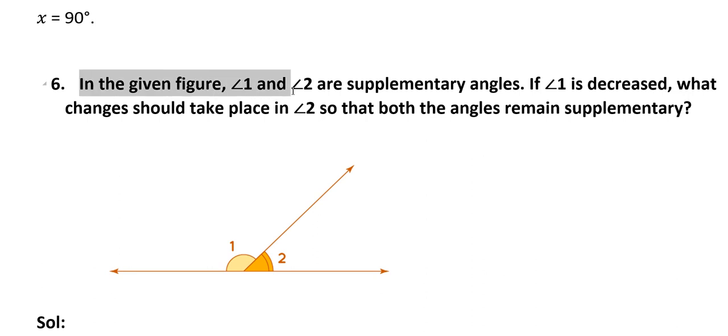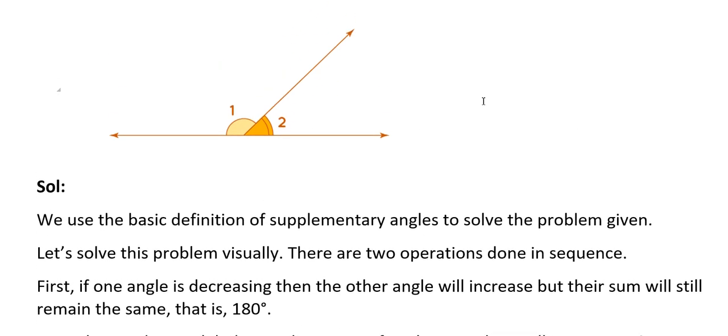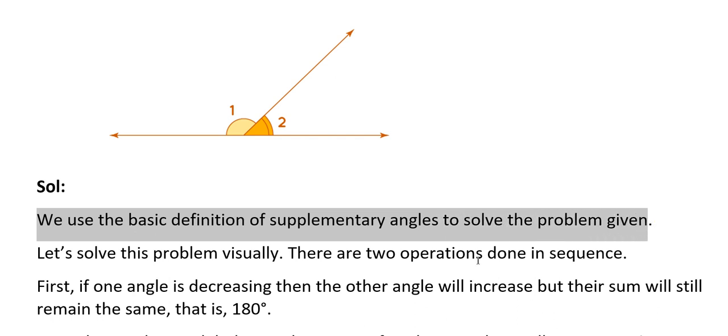In the given figure, angle 1 and angle 2 are supplementary angles. If angle 1 is decreased, what change takes place in angle 2? Both the angles remain supplementary. This is the figure. We use the basic definition of supplementary angles to solve the problem given.